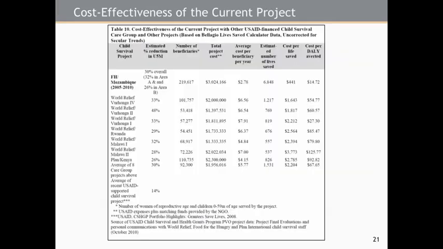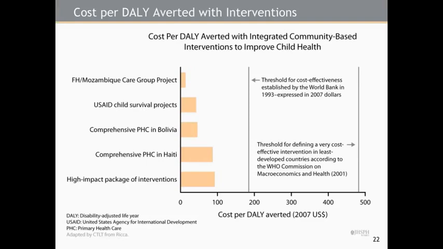There have been a number of other care group projects that have been reported by other organizations, and they are shown on this next slide, and they are all very effective in terms of reducing under 5 mortality as estimated by the LIST tool, and very low cost based on the calculated cost per beneficiary per year.